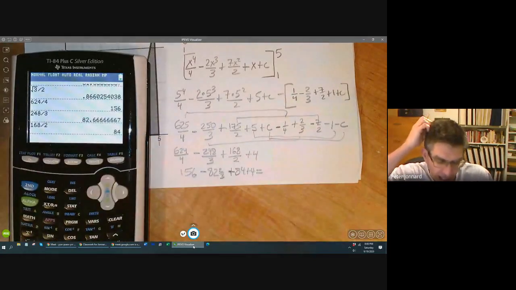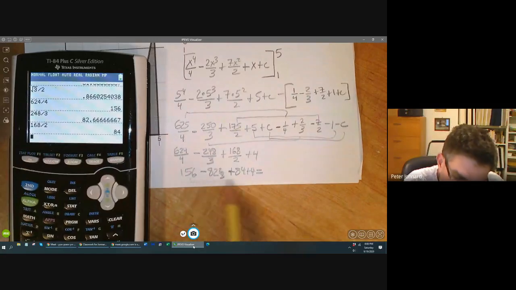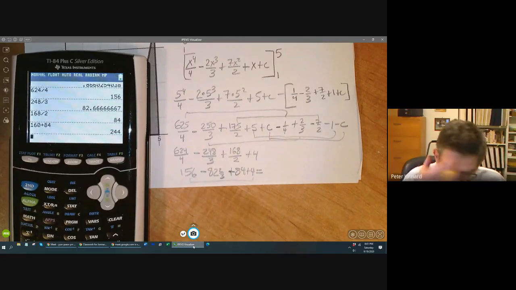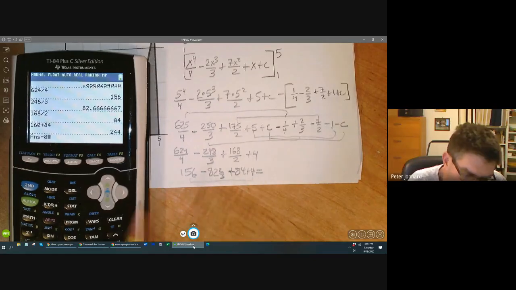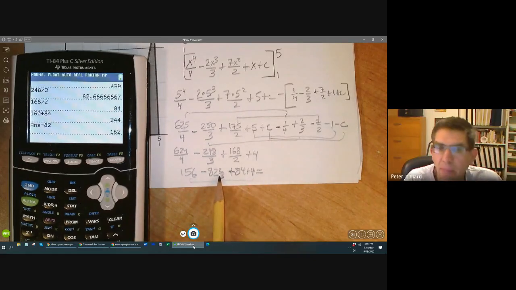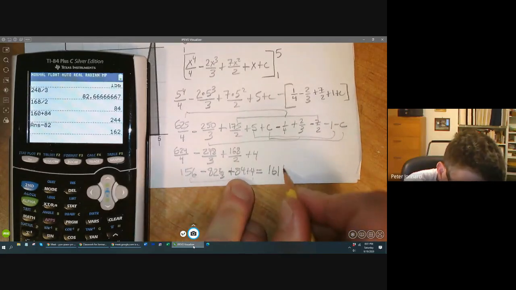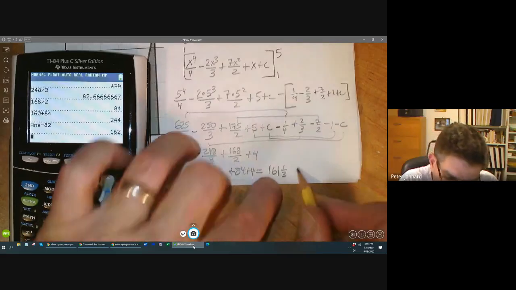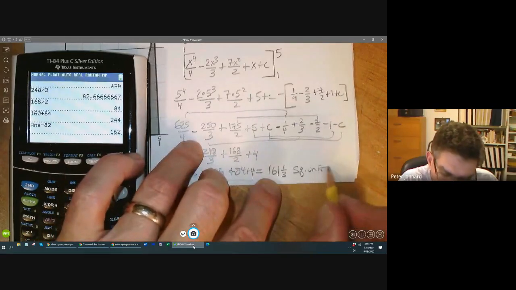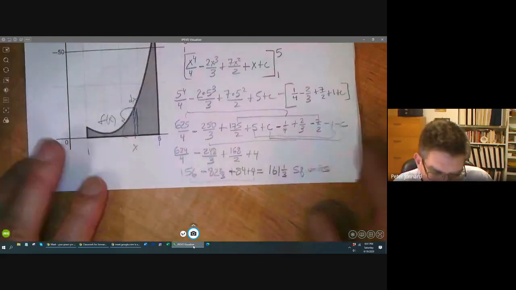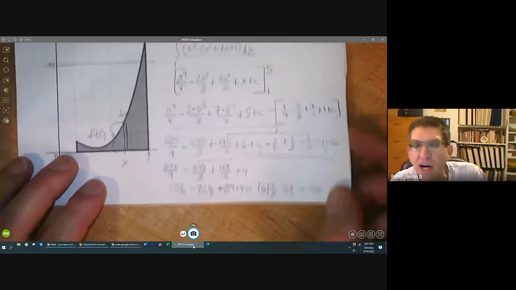So let's see. These two guys add up to 160 plus 84, like so. So 160 plus 84. All right. And then I'm going to subtract the 82, right? And I have 162. And then minus that 2/3 would be 161 1/3 square units. And there we have it, you guys. That is the exact area of that deal. Okay. So there we are.